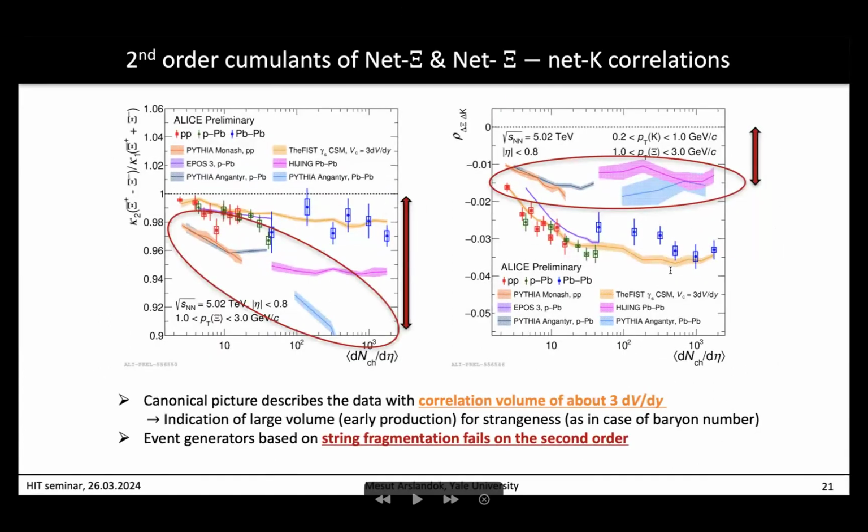I describe net psi, net strangeness this time, again with the same level of volume, 3 dB by. Again, the Lund is shooting off. So these two pictures are consistent. I can describe net baryon and net strangeness with the canonical description, but not with the Lund model description.